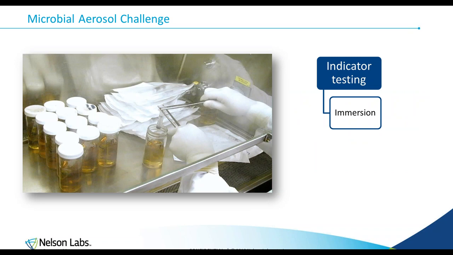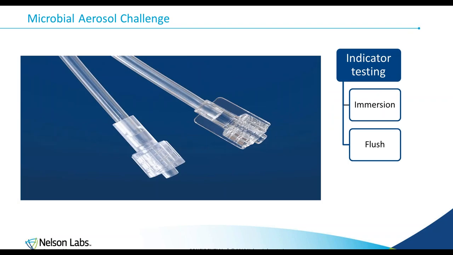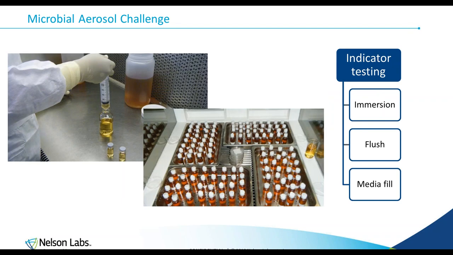There's 3 types of indicator testing. First is the immersion. This is where you take the device and place it into the media. The next is the flush method, where you take the media and use a pump to flush it through the system, incubate the media, and look for growth. And the final one is the media fill. This is usually the easiest one to do. There's no manipulation. They're simply pre-filled and then tested.